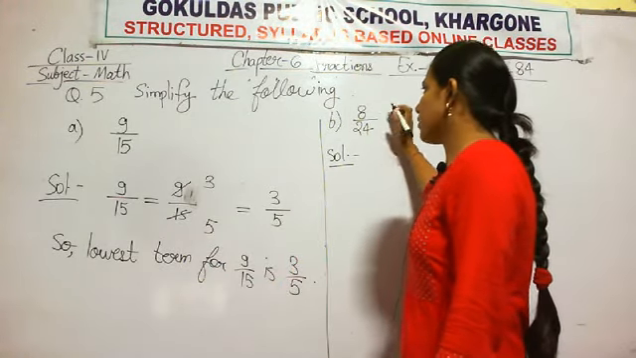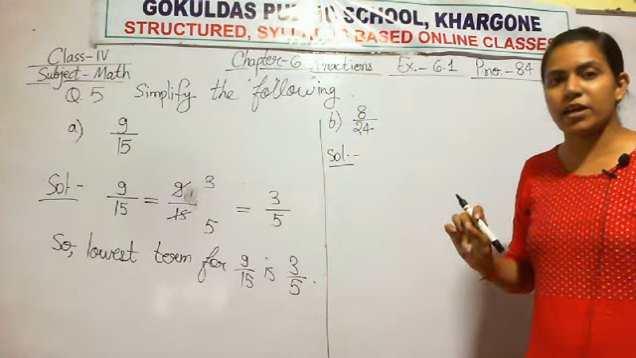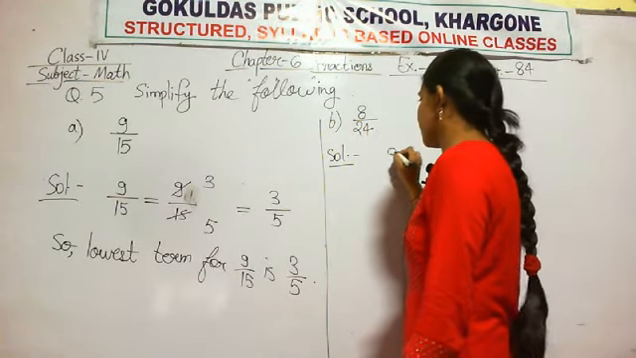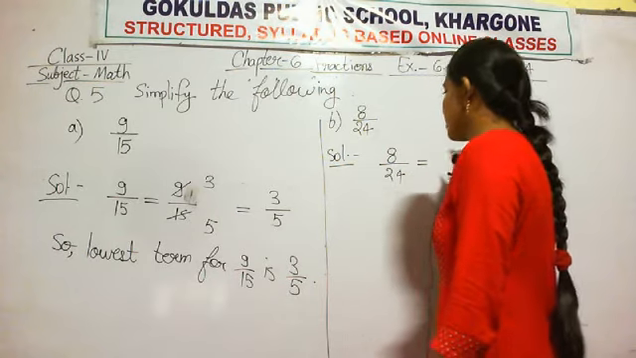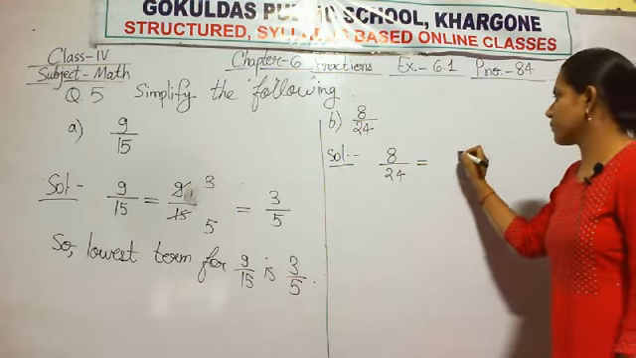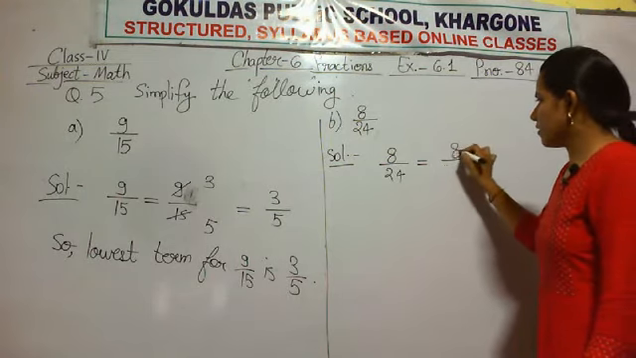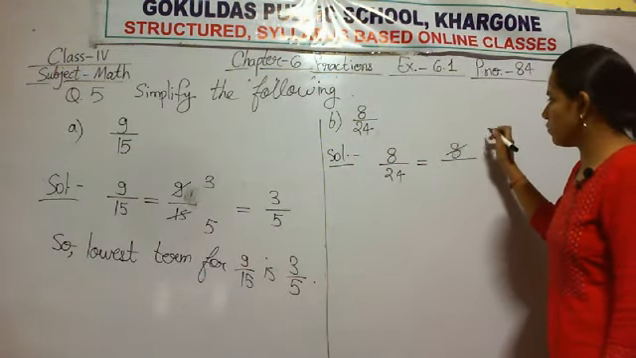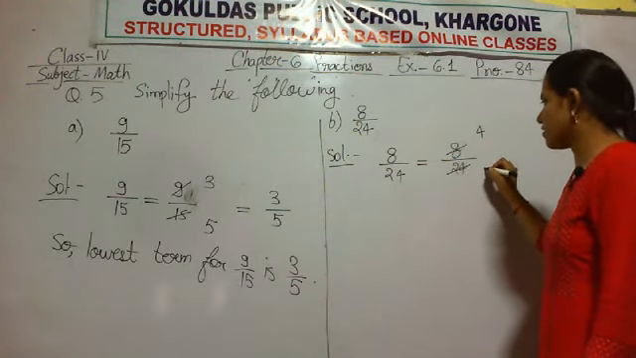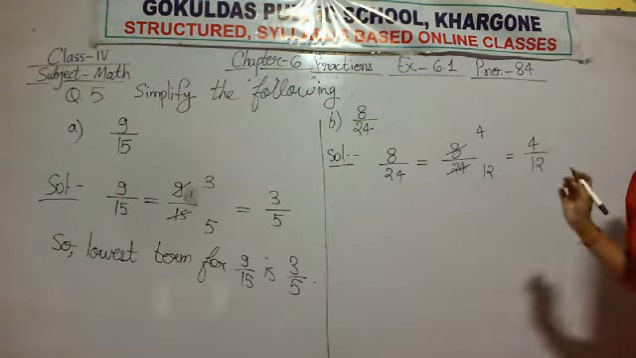Now both the numbers 8 and 24 are even numbers, so you can divide both by the number 2. Let us divide it in rough work. If I divide 8 by 2, my result will be 4. And if I divide 24 by 2, my result will be 12. So my new number is 4 upon 12.